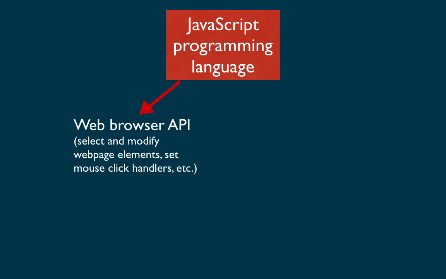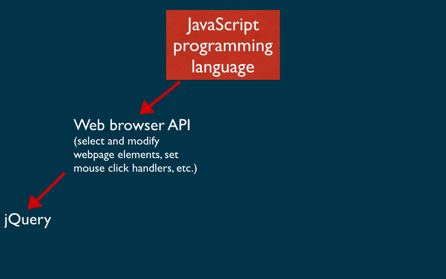Now, when people are talking about JavaScript or learning JavaScript, oftentimes it's a bit overwhelming because when people show code examples of learning JavaScript, it's often intermingled with, say, the web browser's API, which allows you to do things like selecting and modifying the DOM elements on the web page, setting handlers for, say, mouse clicks or keyboard presses. Those are all part of the web browser's API. They're not part of the core JavaScript language as a programming language per se.